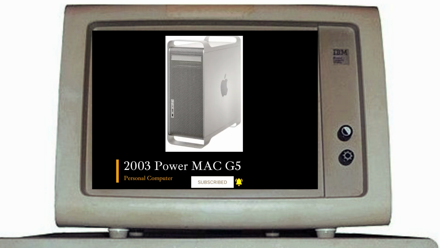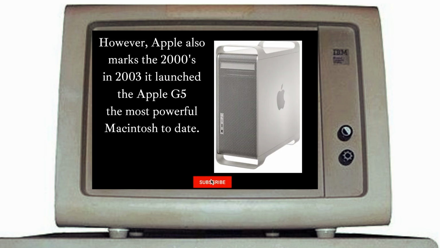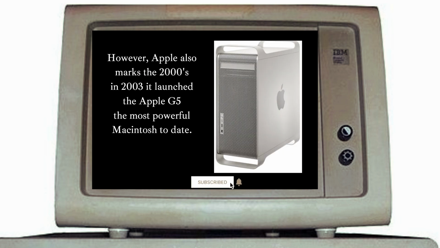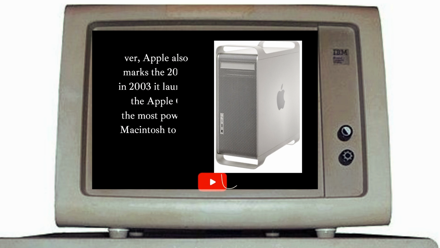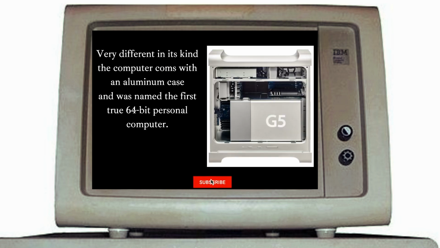2003, Power Mac G5 personal computer. However, Apple also marks the 2000s. In 2003, it launched the Power Mac G5, the most powerful Macintosh to date. Very different in its kind, the computer comes with an aluminum case and was named the first true 64-bit personal computer.